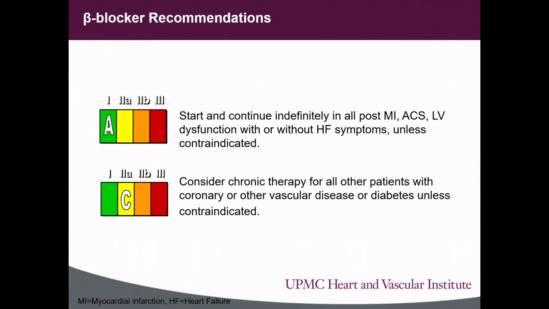Recommendations here: you want to start and continue indefinitely in all patients post-MI, ACS, or LV dysfunction with or without heart failure symptoms, unless contraindicated. It's a 2A indication to consider chronic therapy for all patients with coronary or other vascular disease or diabetes, unless contraindicated. So certainly if someone's had a heart attack or has heart failure, it's a class 1 indication for a beta blocker. If you just have coronary disease and haven't had a heart attack, it's still recommended, but not quite as high as class 1. It's a 2A indication. And there is some literature that maybe we don't need to start it in everybody, but it still remains a 2A indication.